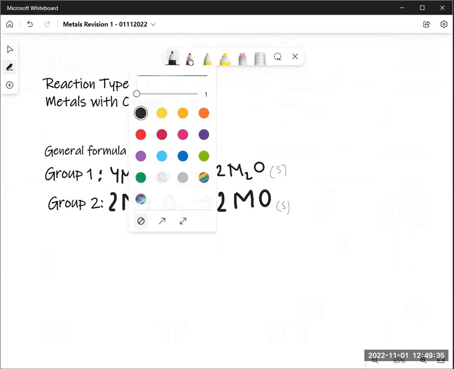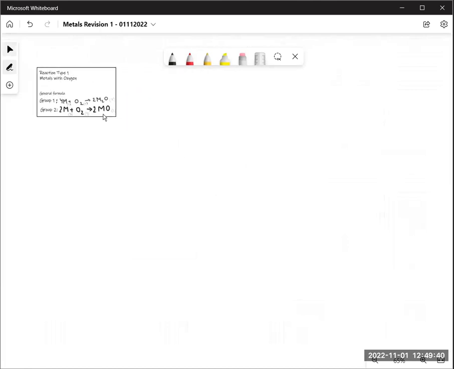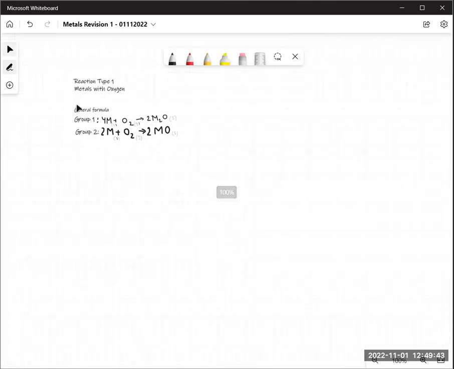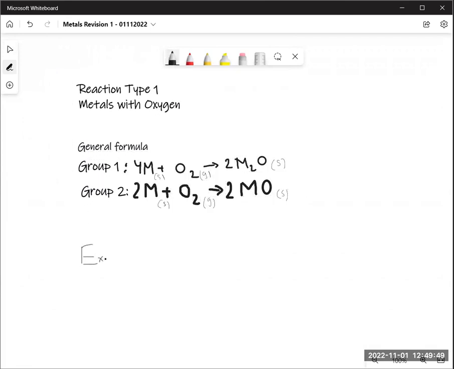Now, examples of these. First example would be Na plus O2 gives us 2Na2O, 4Na right here. So 4Na plus O2 gives us 2Na2O. Now example 2, for group 2, would be Mg plus O2. 2Mg plus O2 gives us 2MgO.